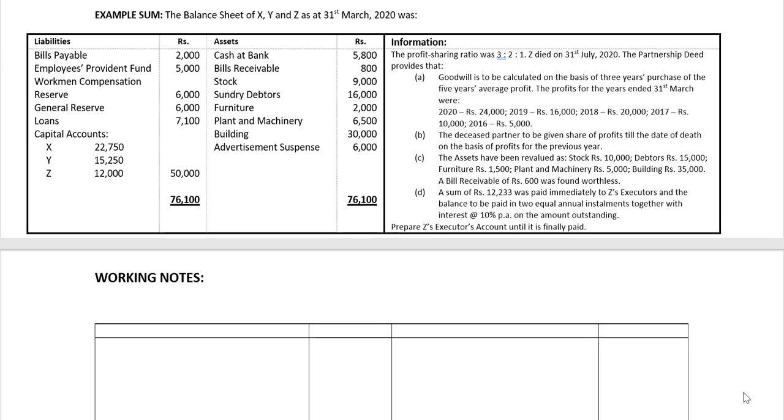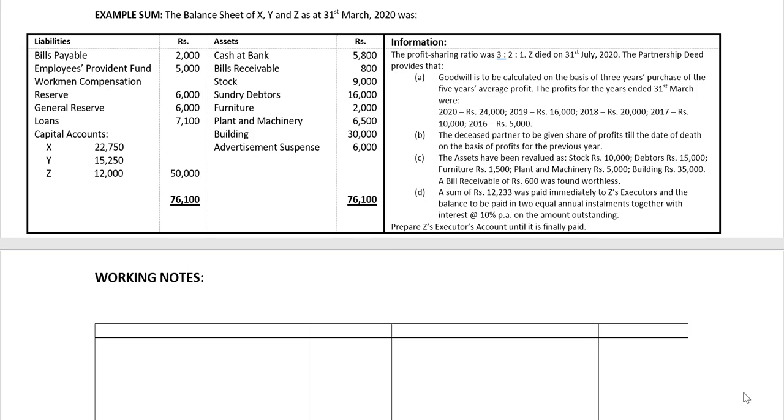Example sum. The balance sheet of X, Y, and Z as at 31st March 2020 was as follows. To the left of the screen, we have the balance sheet given, and on to the right, additional information. The profit sharing ratio was 3:2:1. Z died on 31st July 2020.